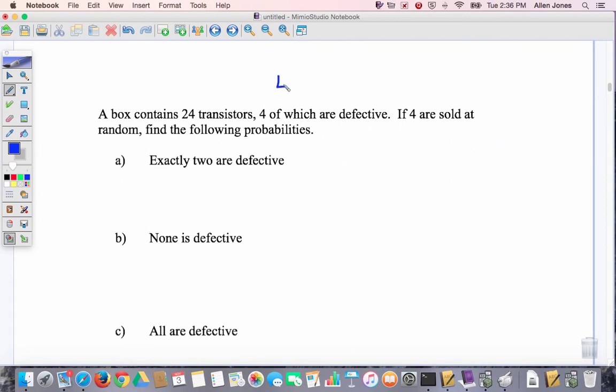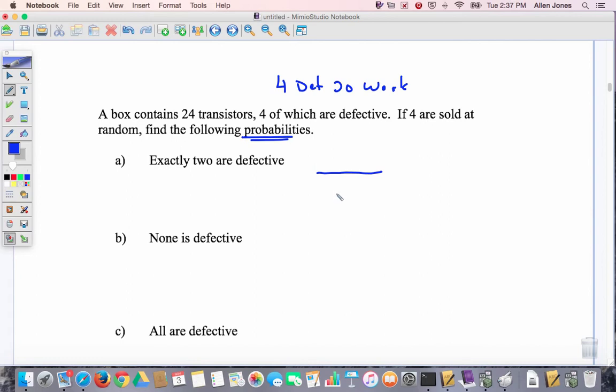Noticing a little bit of a change here. A box contains 24 transistors, 4 of which are defective. So 4 are defective, which means 20 work. If 4 are sold at random, find the following probabilities. Okay, our last several problems just said how many. This says to find probability.